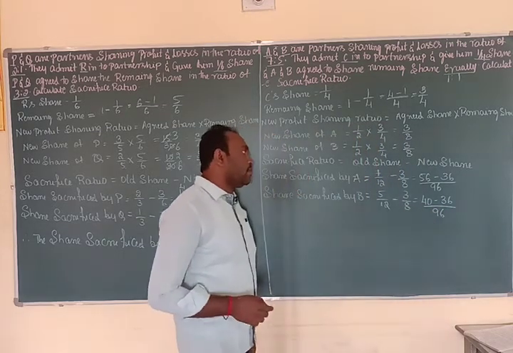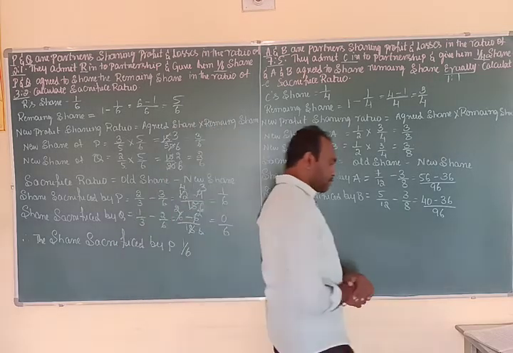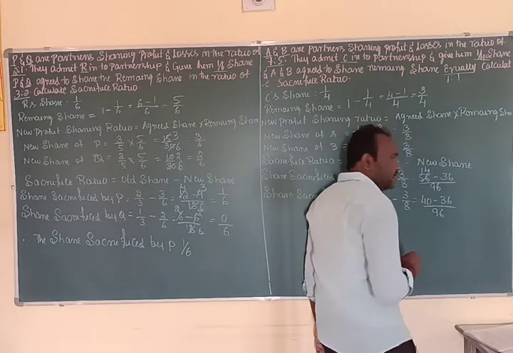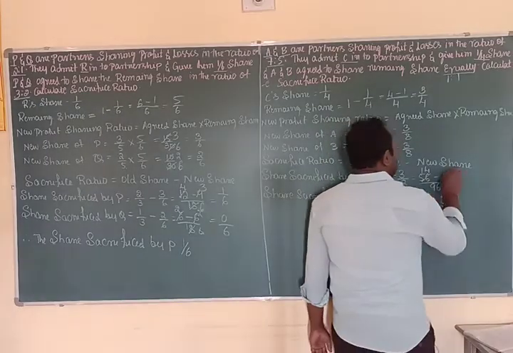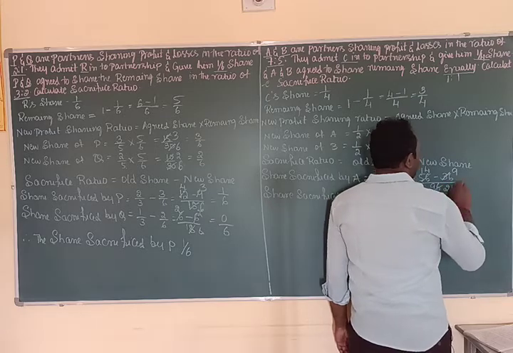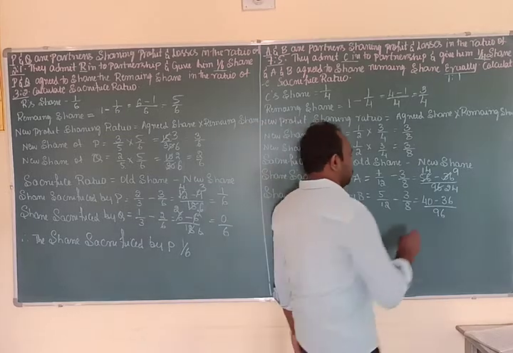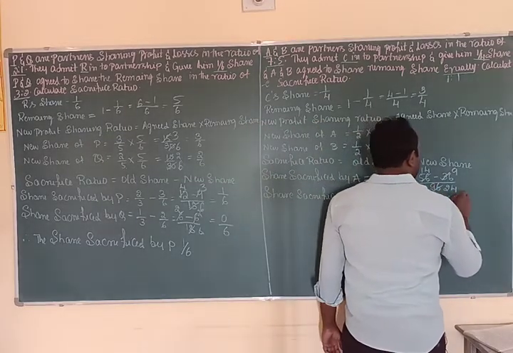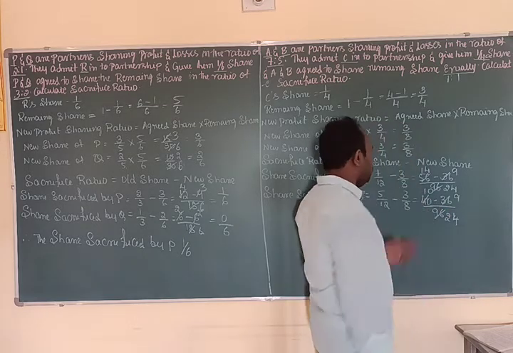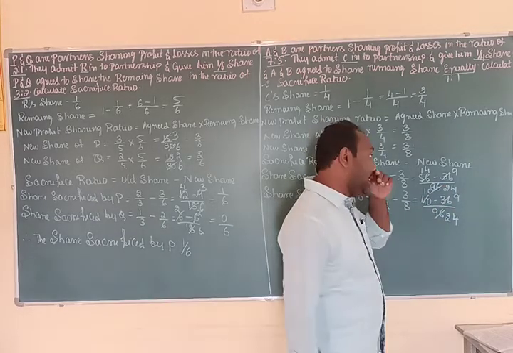Here we can see whether any number cancels. We can easily cancel by 4. 4 14s are 56, 4 9s are 36, 4 24s are 96. Next, 4 10s are 40, 4 9s are 36, 4 24s are 96.